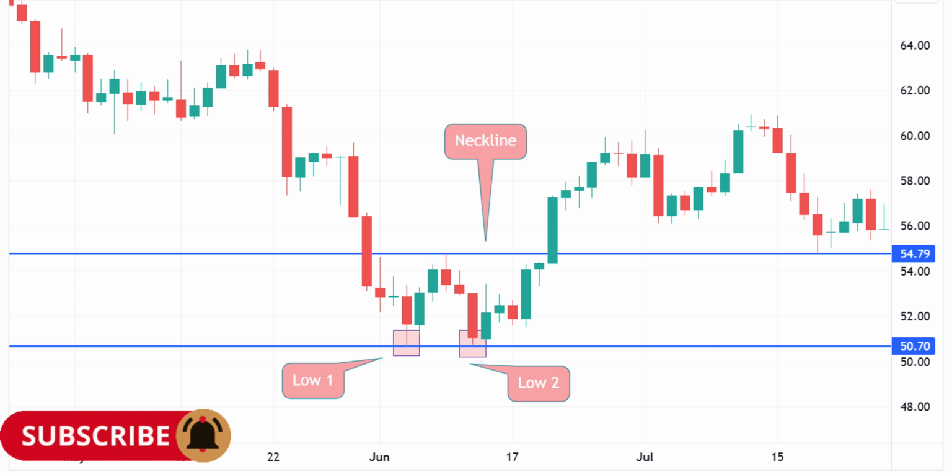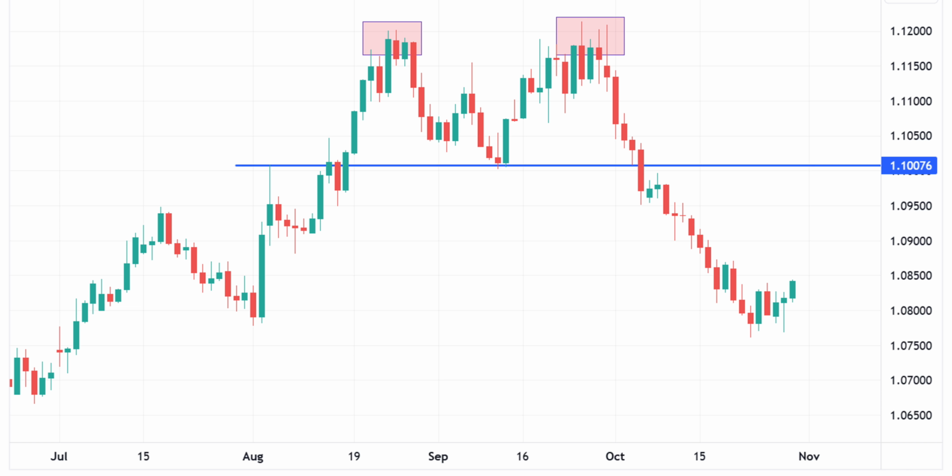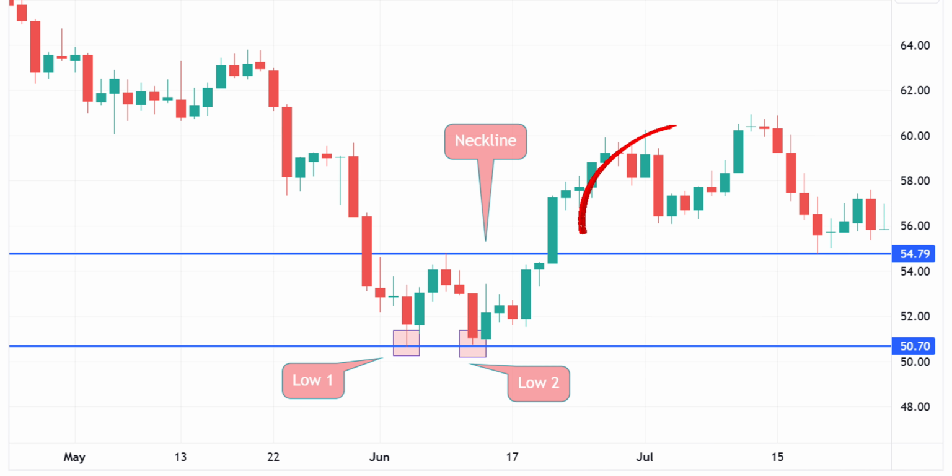How to trade it? Wait for the neckline break. For a double top, enter a sell when price breaks below the neckline. For a double bottom, enter a buy when price breaks above it.